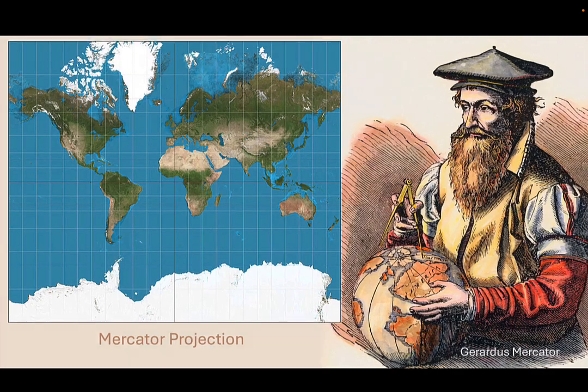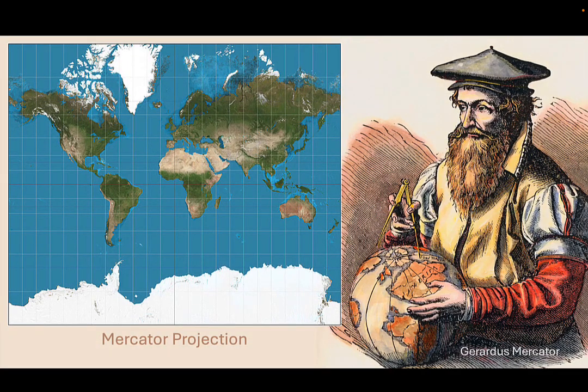The Mercator projection map was developed by the Flemish geographer Gerardus Mercator in 1569. It was designed to aid in maritime navigation and was the most commonly used map throughout most of the 19th and 20th centuries. But it had its limits.